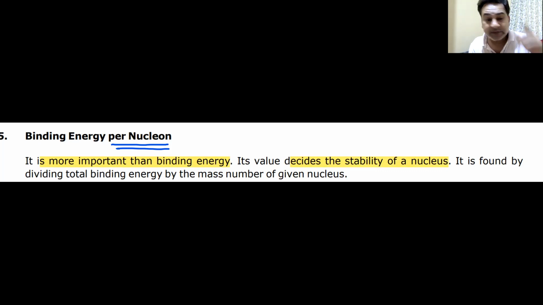How stable is the nucleus? And how do you get this binding energy per nucleon? It is found by dividing the total binding energy by the mass number. When I say mass number, that means the total number of nucleons. Do we understand this? Yes, sir. Please note this down. You will have to note this thing down, because once you note it down, we shall move to the next thing.